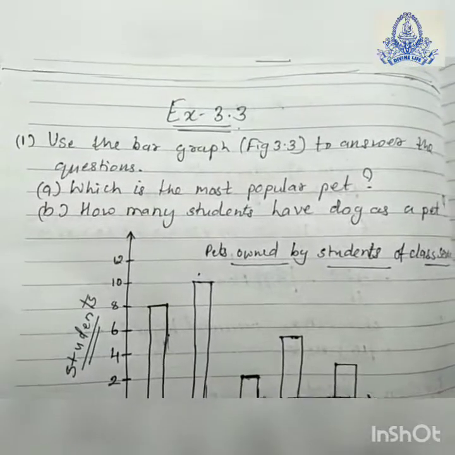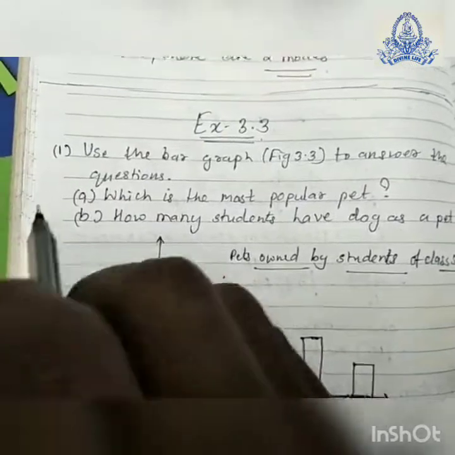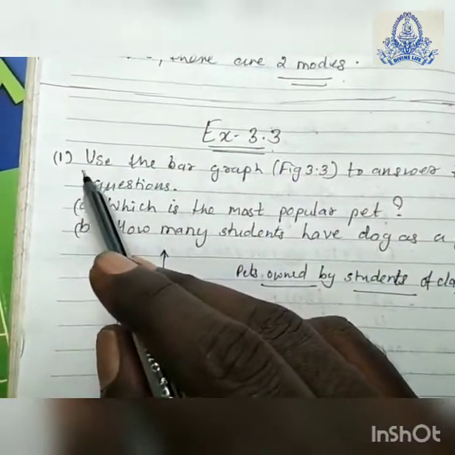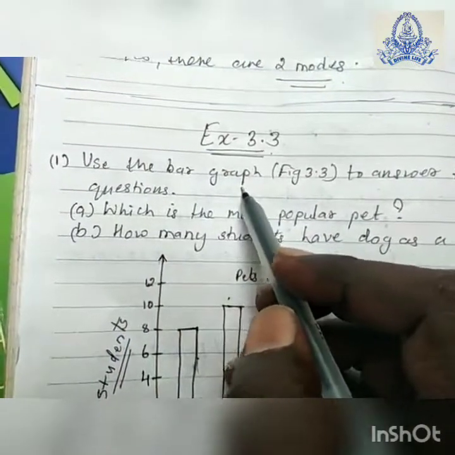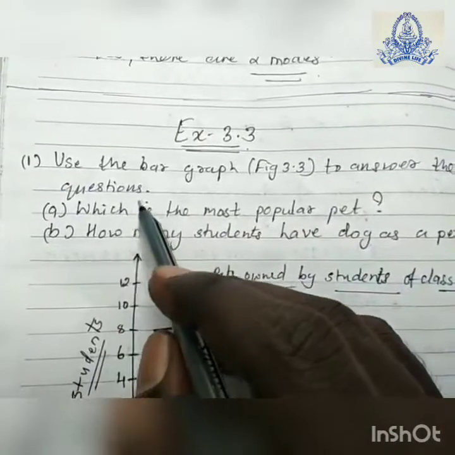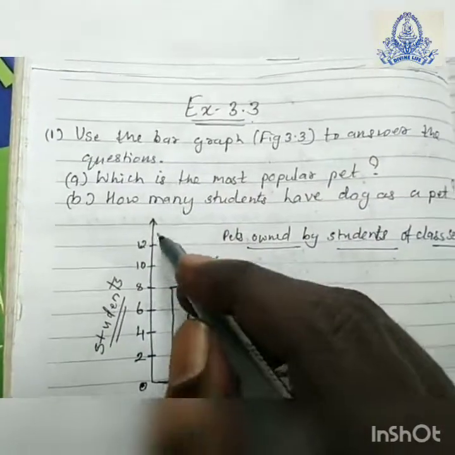Today we will start with exercise 3.3 in chapter number 3. Question number 1: use the bar graph as given in figure 3.3 to answer the questions. There is one figure given, figure 3.3.